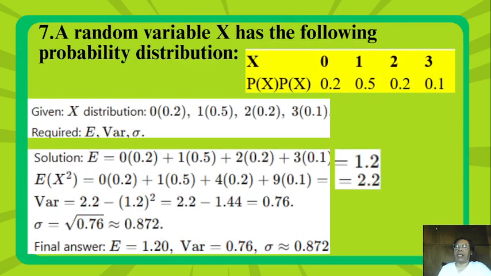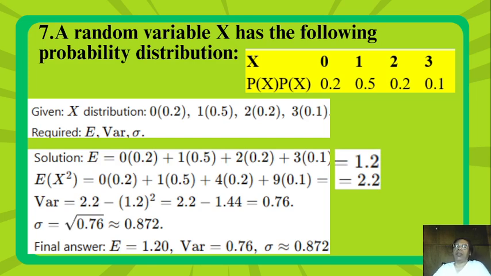What about practice problem number 7? A random variable x has the following probability distribution. We have 0, 1, 2, and 3 as our random variable. And the probability of each value, we have 0.2, 0.5, 0.2, and 0.1. So we are given the x distribution, and then we are asked to determine the E, the variance, and the sigma.